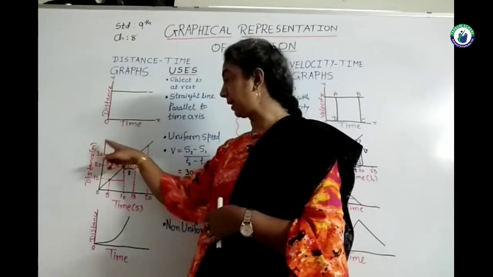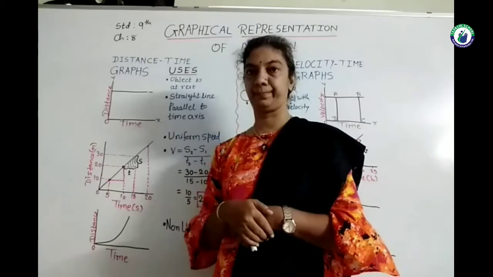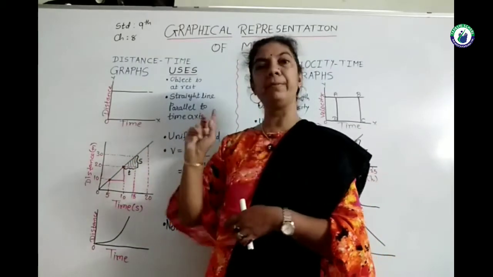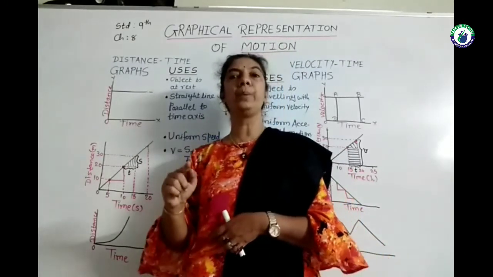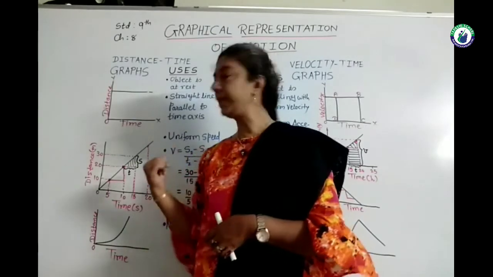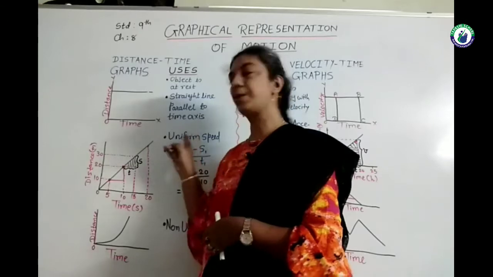Remember the units: distance is given in meters and time is given in seconds. So from this graph, at every triangle we will get the same answer, 2 meter per second, 2 meter per second, 2 meter per second. So we can say that the object is traveling with uniform speed.